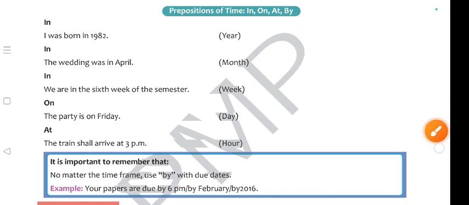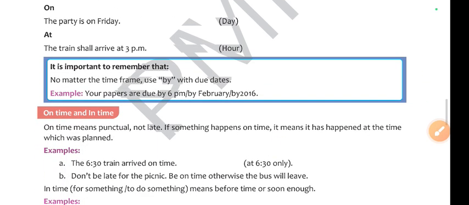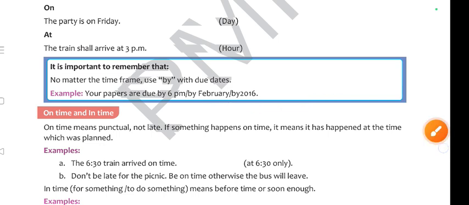Okay, at, when you are telling the exact time. By is used for the time frame, like by the due dates. Your papers are due by 6 p.m., by February, by 2016. Even you can use it, right?